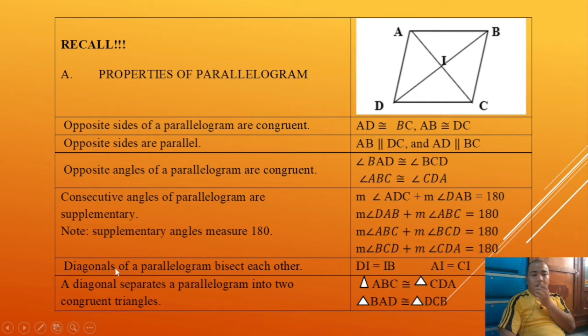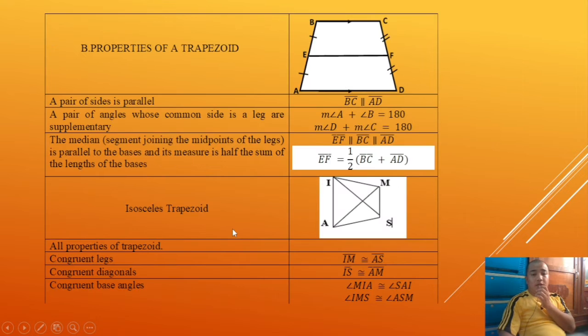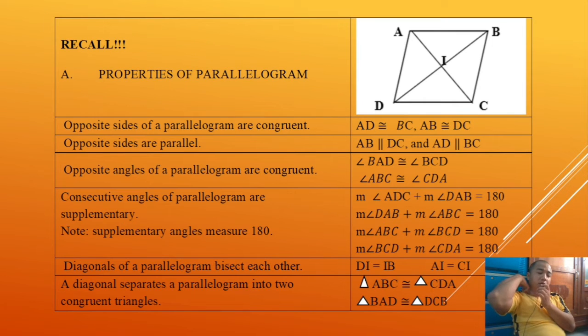Another property, diagonals of a parallelogram bisect each other. If we have parallelogram ABCD, there are two diagonals here, AC and BD. These two diagonals bisect each other. If these two diagonals intersect at point I, then DI is equal to IB and AI is equal to CI or IC. That's what we mean by the property diagonals of a parallelogram bisect each other.